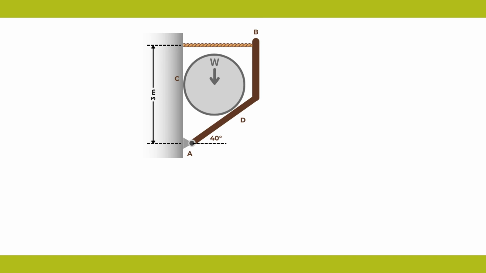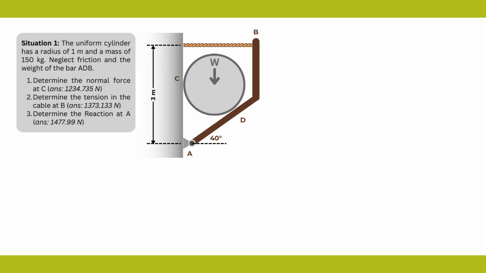For this episode, the uniform cylinder has a radius of 1 meter and a mass of 150 kilograms. Neglecting friction and the weight of the bar ADB, we are to determine the following: the normal force at C, the tension of the cable at B, and the reaction at A. To solve this, let us first recognize how the system works in this force equilibrium.